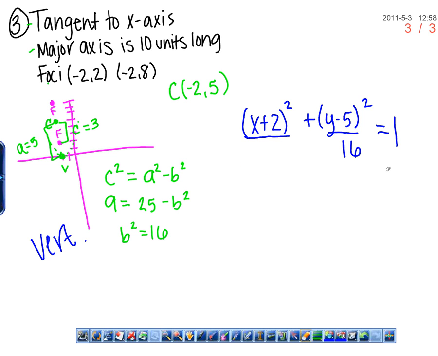We got to remember where we want to put our A value. Where does our A value have to go? Under the y's. So A squared has to be 25 over here, and this has to be 16 over here. Okay? That's a mistake. It's good to make now so you catch it. Okay? Because it's easy to make. Questions?